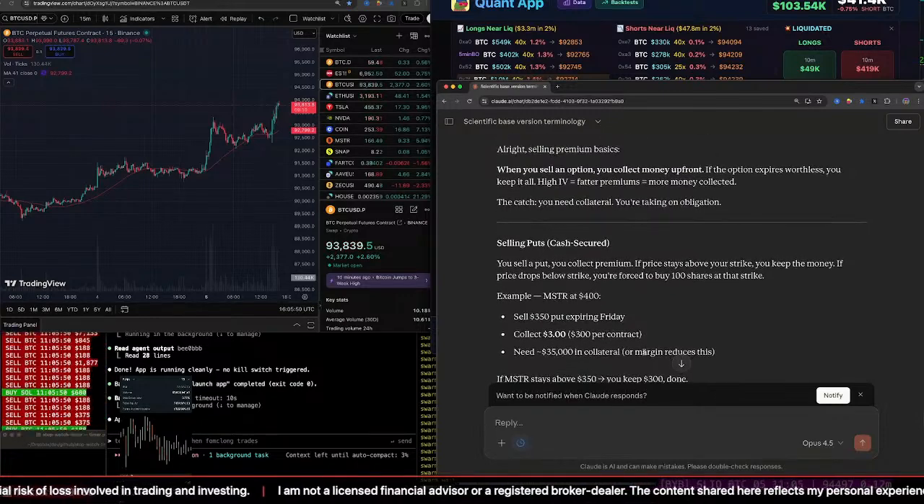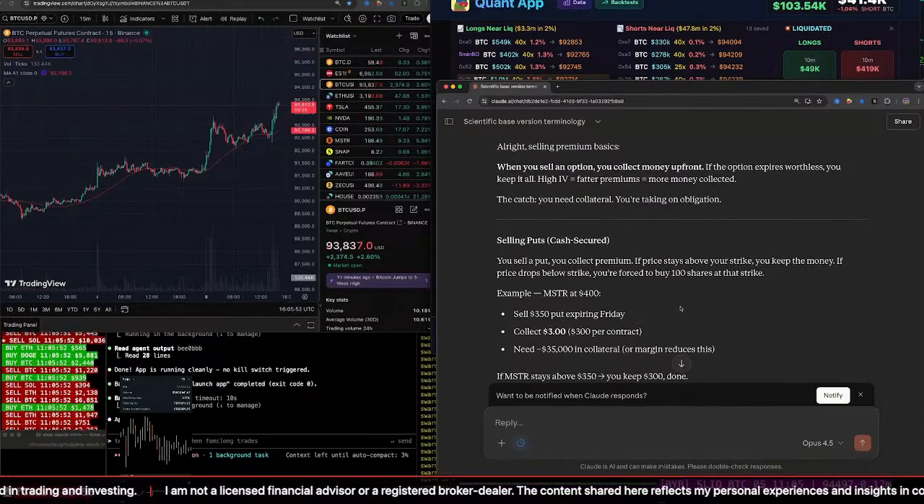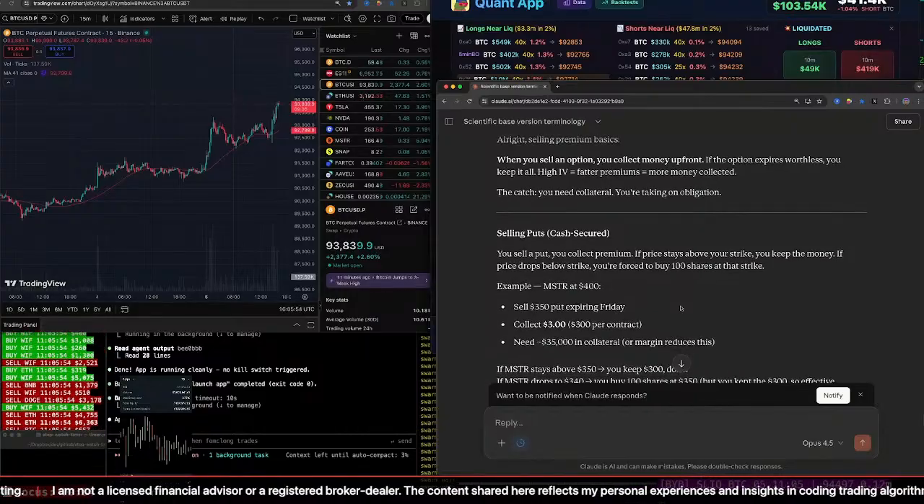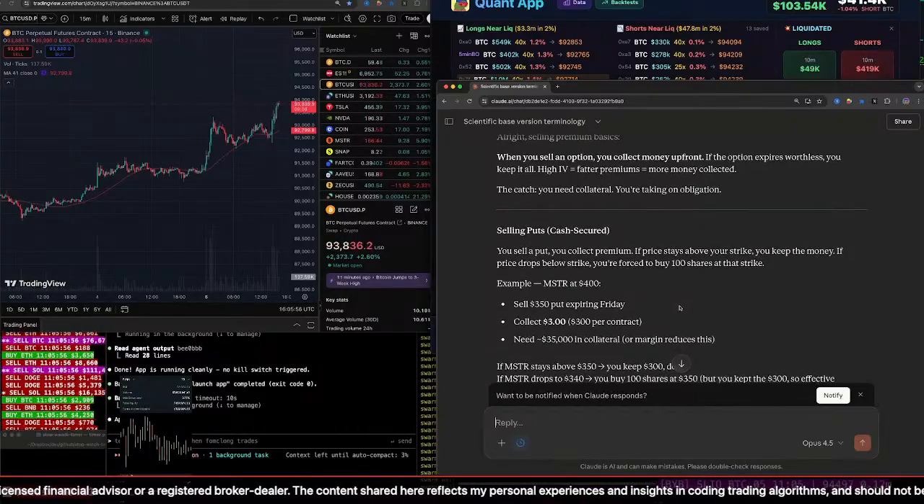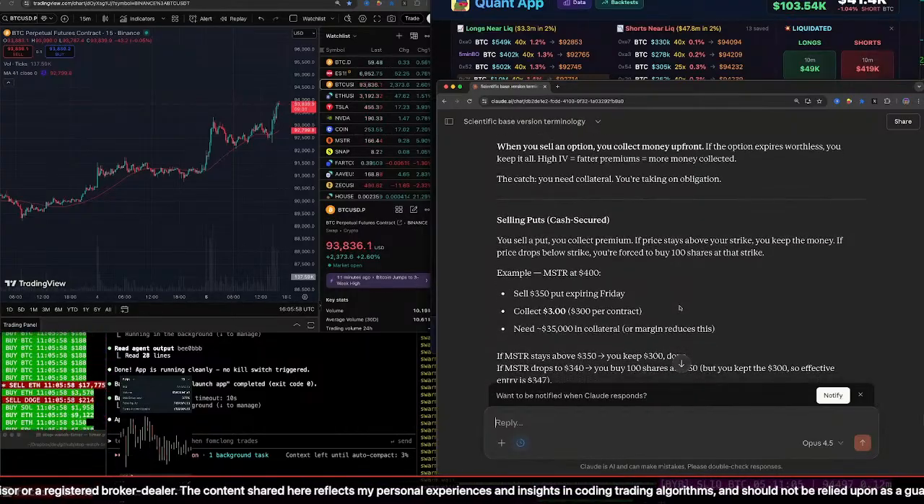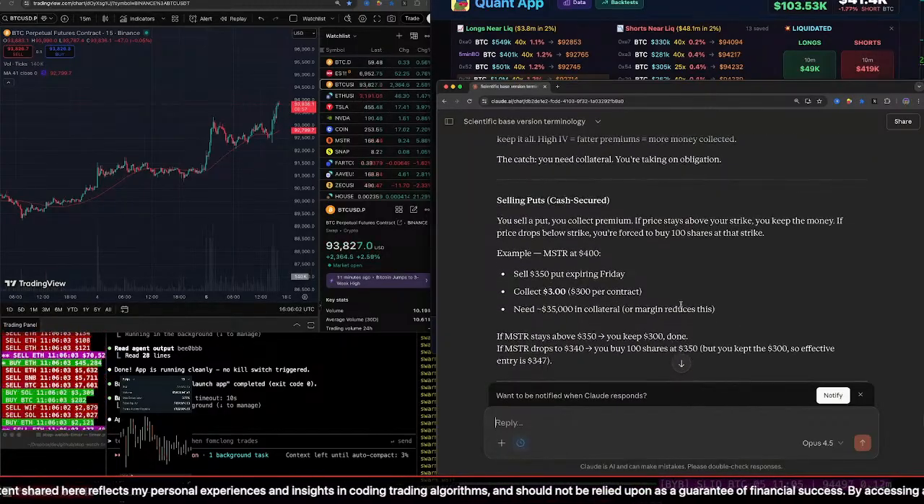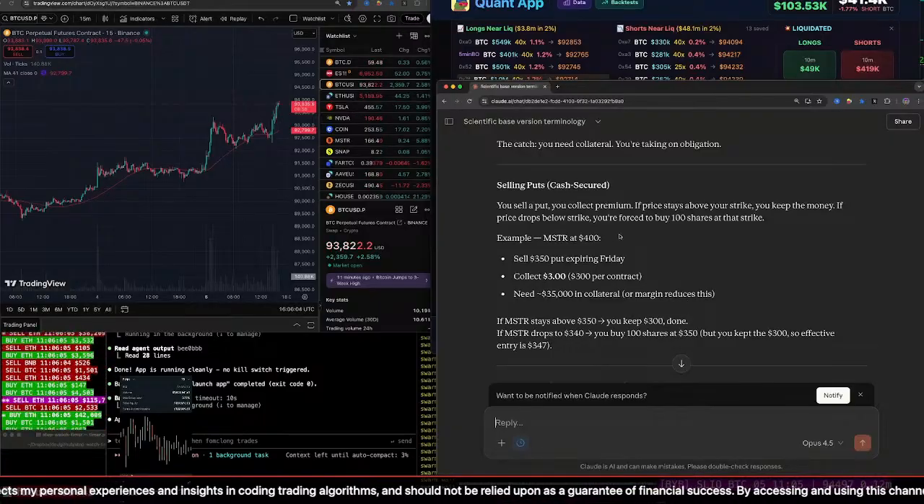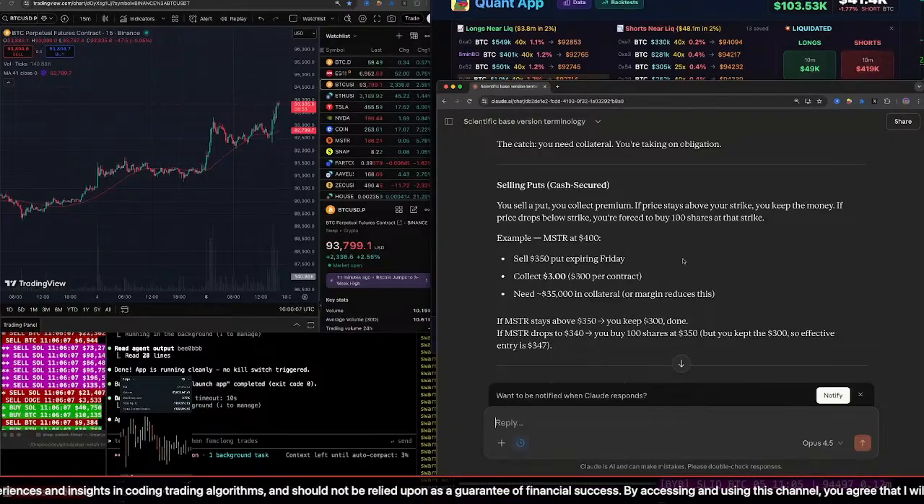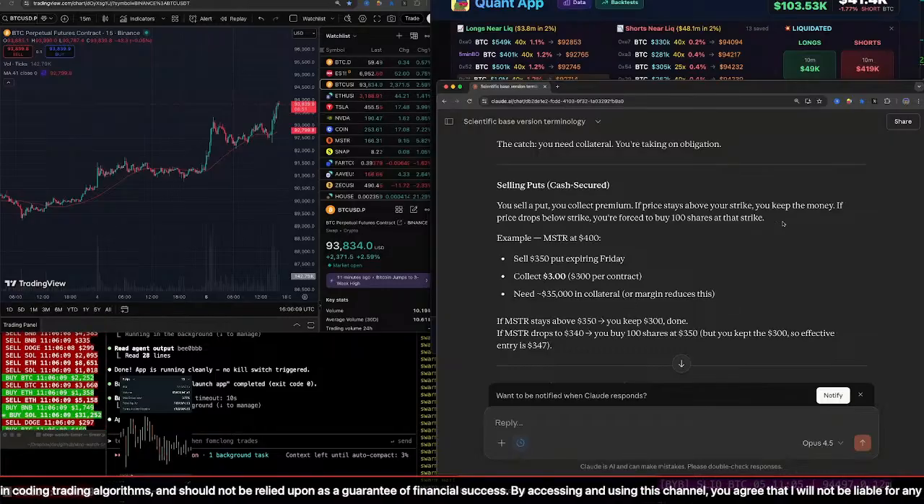All right, selling premium. When you sell an option, you collect money up front. If the option expires worthless, you keep it all. High IV equals fatter premiums, more money collected. The catch, you need collateral. You're taking on obligation. Selling puts, cash secured. You sell a put, you collect the premium. If price stays above your strike, you keep the money.